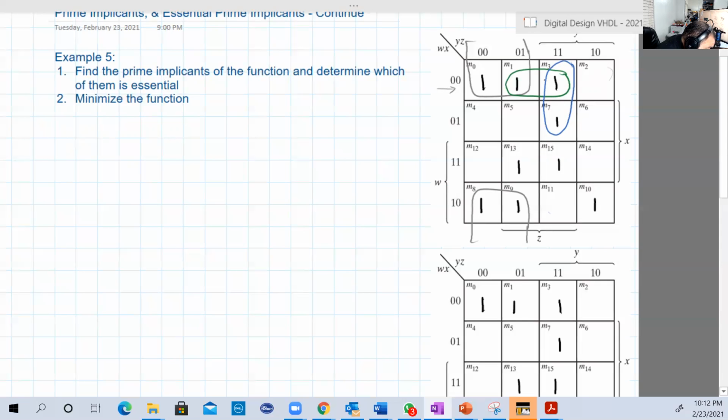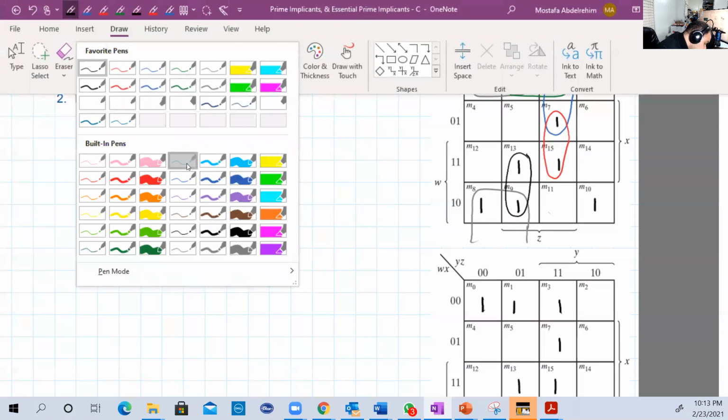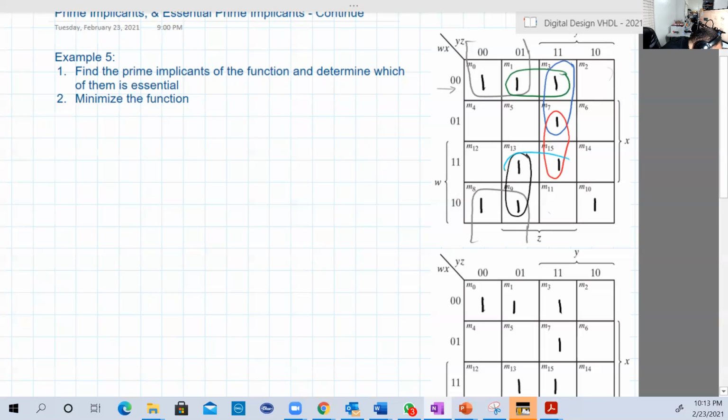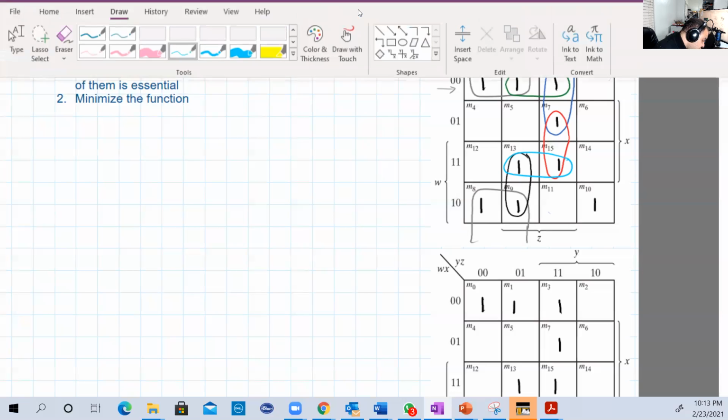This one here belongs already to the green, and now it should belong to the red, a new prime implicant, and it has no other adjacent ones. So let's go to the third row. This one here doesn't belong to anything, but now it can be grouped with the one below, and then with another color it can also be grouped with the one on its right, and no other ones here. Now let's go to the fourth row.